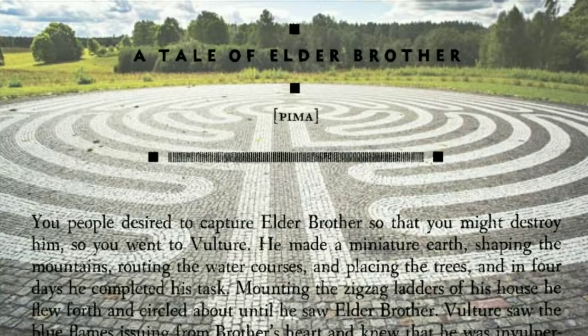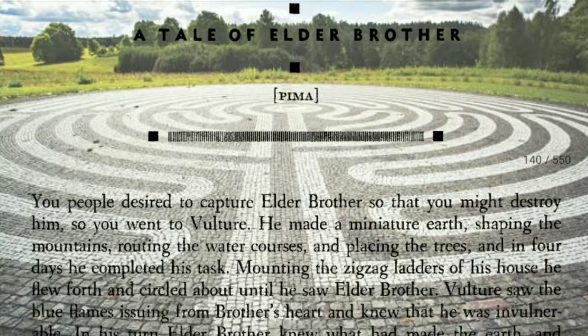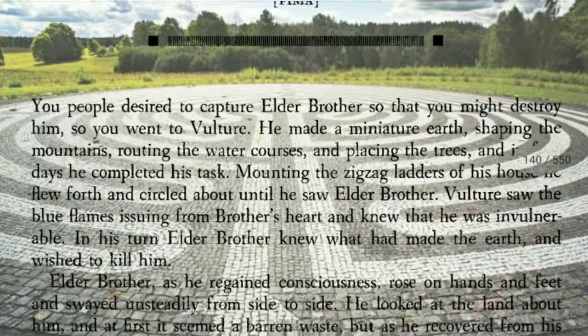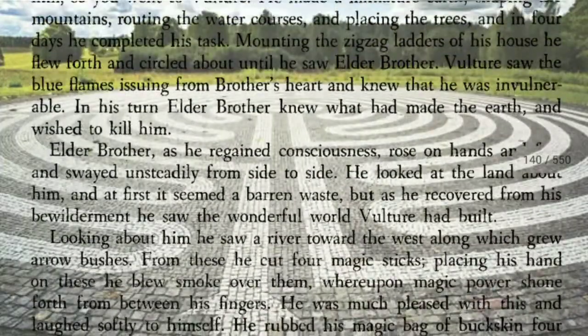You people desired to capture Elder Brother, so that you might destroy him. So you went to Vulture. He made a miniature Earth, shaping the mountains, routing the watercourses, and placing the trees. And in 4 days he completed his task. Mounting the zigzag ladders of his house, he flew forth and circled about until he saw Elder Brother.